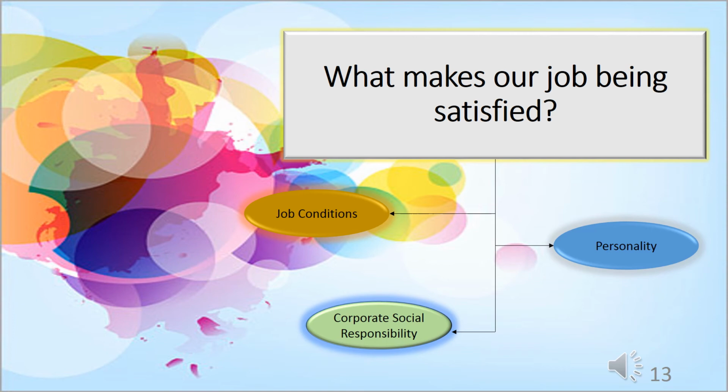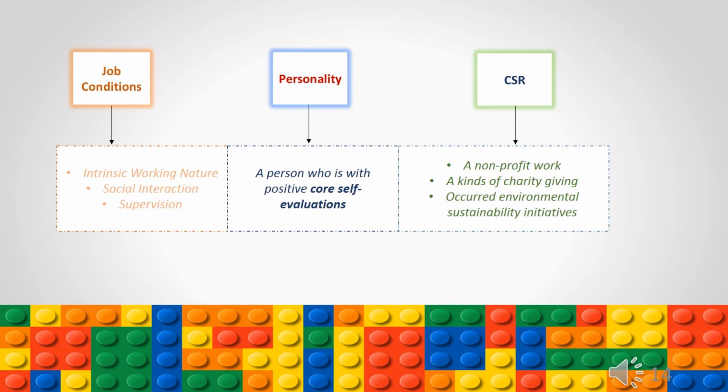What makes our job satisfying? There are three elements: job conditions, personality, and corporate social responsibility. Job conditions consist of intrinsic working nature, social interaction, and supervision, while personality is a person with positive core self-evaluations, while CSR stands for Corporate Social Responsibility. It is non-profit work, a kind of charity giving, across environmental sustainability initiatives.